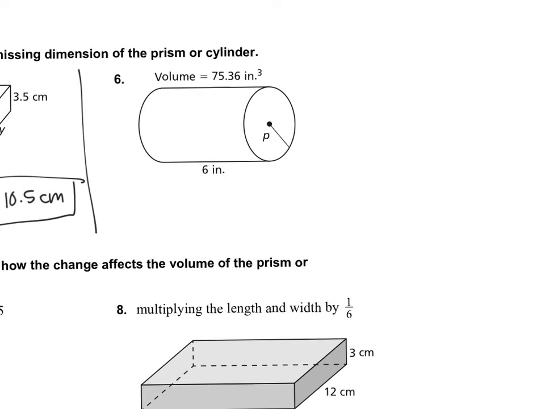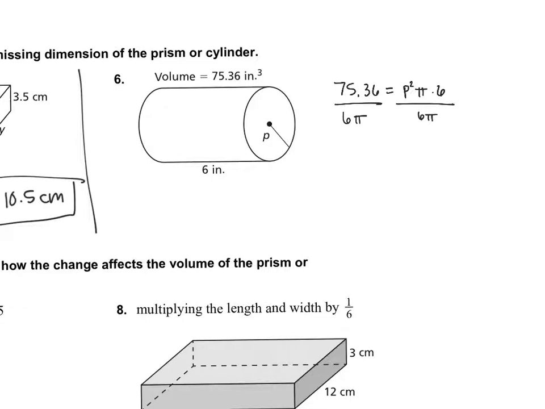So let's look at this next one. It gives us that the volume is 75.36 inches cubed. And I know that this is a cylinder, so for the volume of a cylinder, it's going to be pi r squared times my height, which in this case is 6. So it'll be r squared pi times 6. Then you're going to divide both sides by 6 pi. That's what I would start doing.